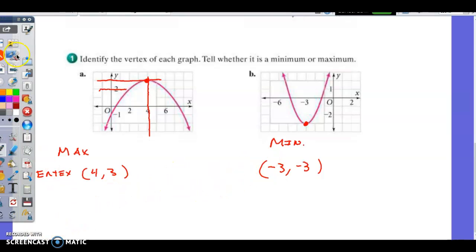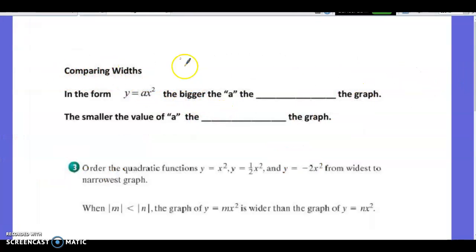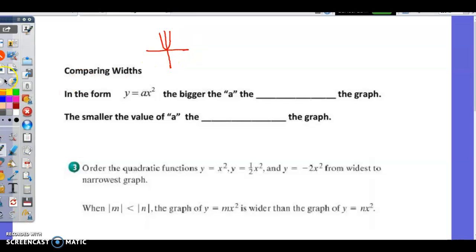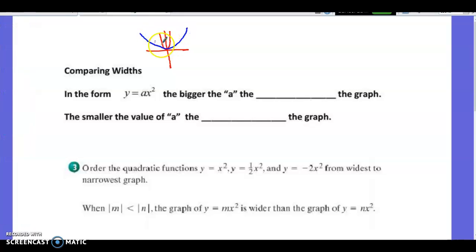Okay, the next part in this chapter, and we're going to break this up into 2 parts, is comparing the widths. So, whether a graph is narrow or whether a graph opens up wider. So this would be 2 graphs, one's narrow, one's wide, and how do we do that? So in the form y equals ax squared, meaning there's no plus, minus, whatever, in general, your a, whether it's a bigger number or a smaller number, will determine how wide the graph would be when we graph them.